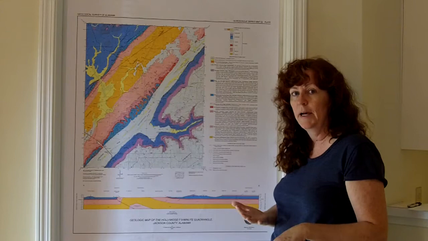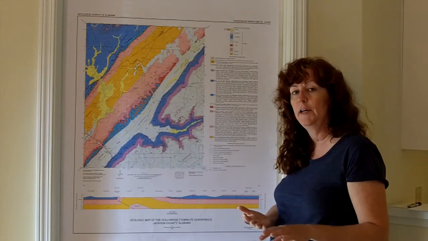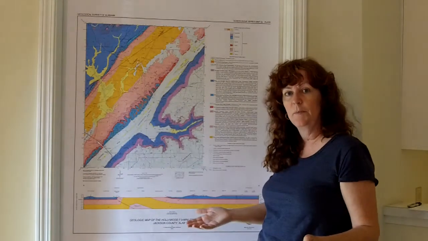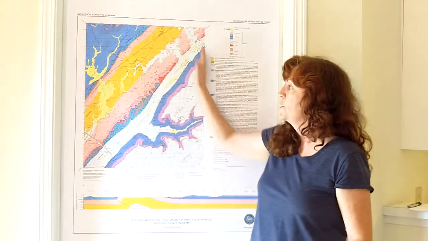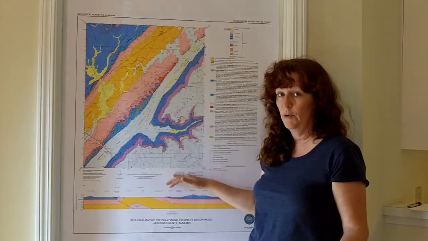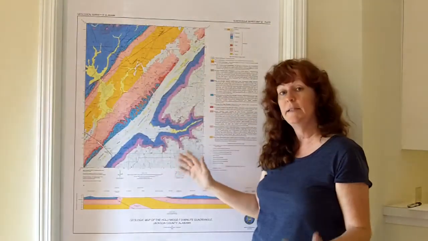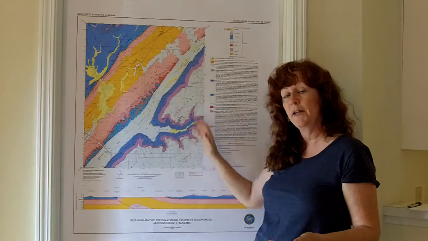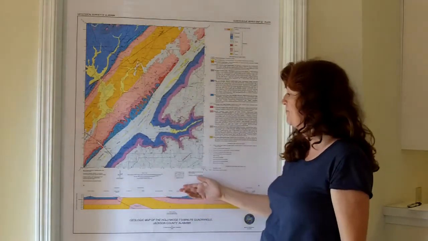So we know that trilobites and brachiopods and crinoids were very, very common during the Paleozoic, and they're especially common in northern Alabama because we have a lot of limestone formation in North Alabama. So we know that we might have a chance to find some of those fossils in this general region.